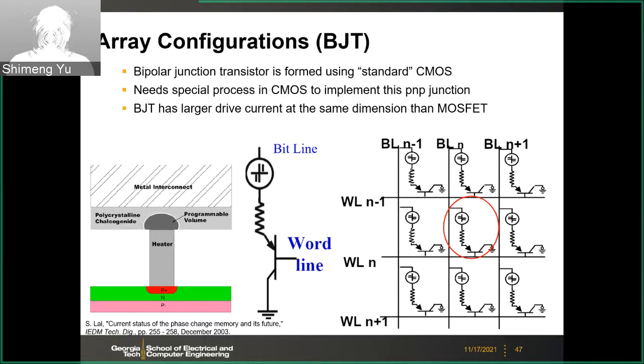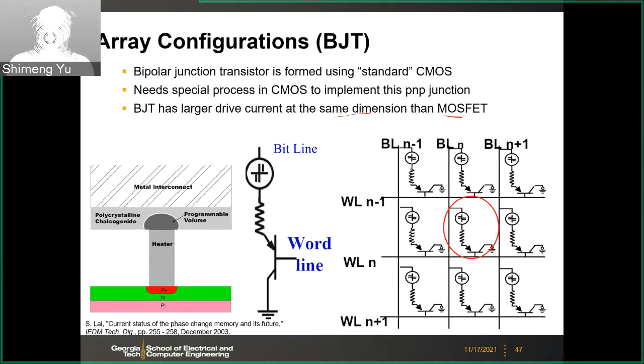But BJT does have one advantage compared to MOSFET. That is, BJT has higher drive current at the same dimensions than MOSFET. So because the phase change memory, as we discussed, requires very high current, hundreds of microamp, then BJT can provide this hundreds of microamp more easily than the MOSFET. If you have the same width of the BJT, then you have higher current.